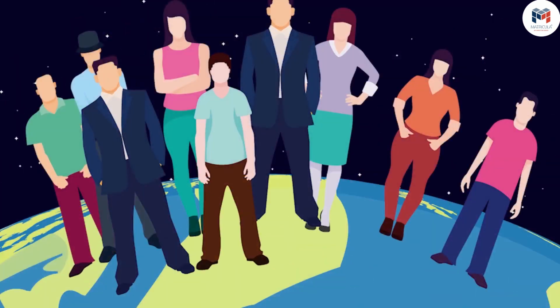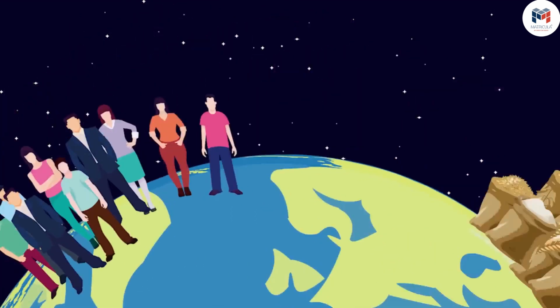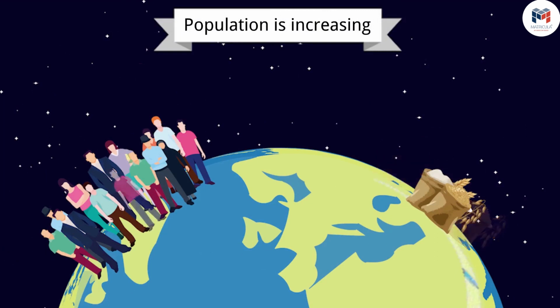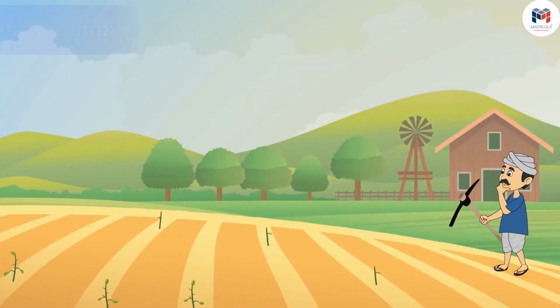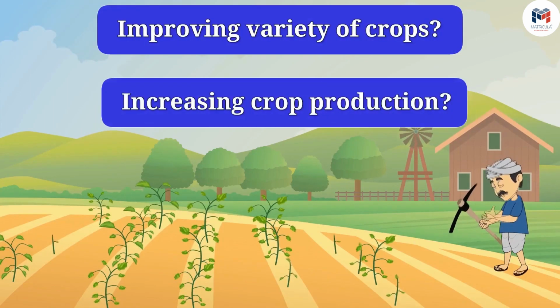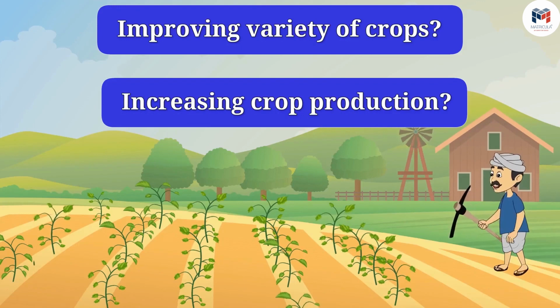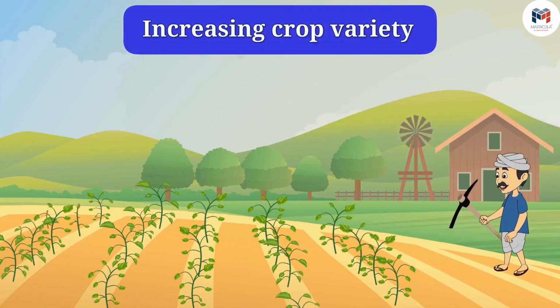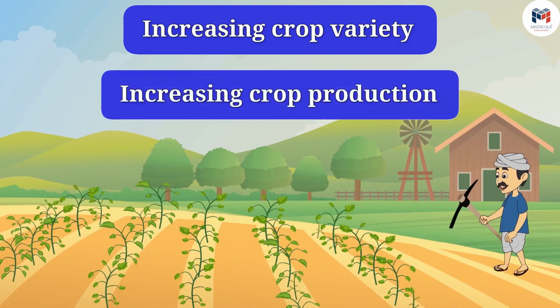Friends, but the population is increasing day by day, and with the increase in population, the demand for food is also increasing. In order to meet this, the quality and production of the crop should be increased. But have you ever thought how it can be possible? Let's know how. Can it be done by improving variety of crops? Can it be done by increasing crop production? Just think. Yes, friend. The crop improvement can be done by increasing the crop variety and by increasing its production.